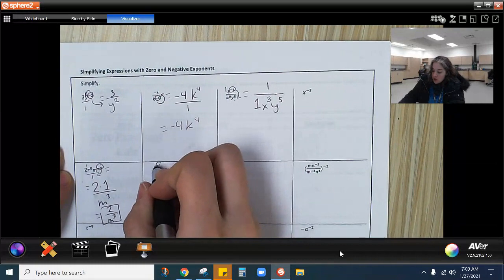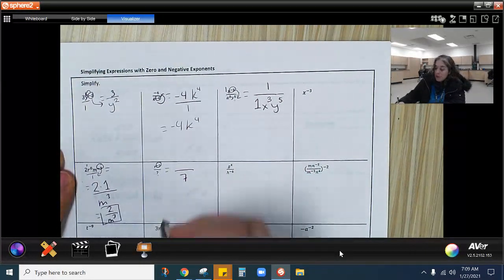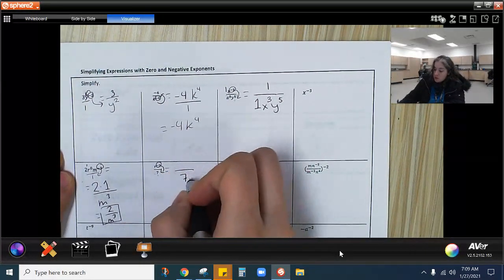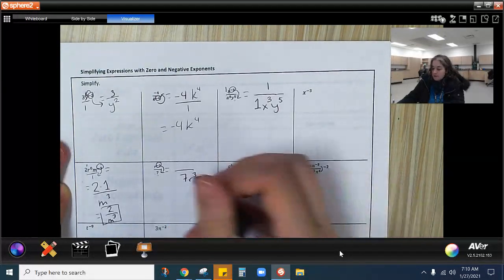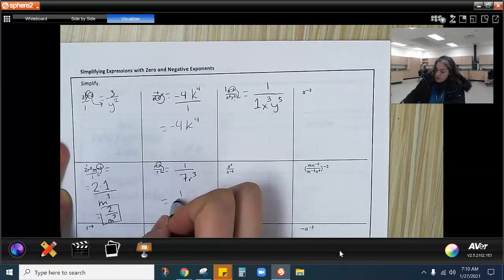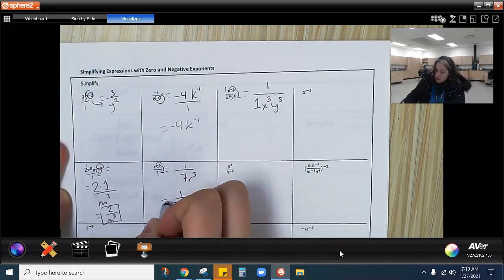So now we have to look at our r. Our r has an exponent that's -3. That means we need to move the r to the denominator. So this becomes r cubed. Wait a second. What's in the numerator? A 1. So this is really 1 over 7 r cubed.